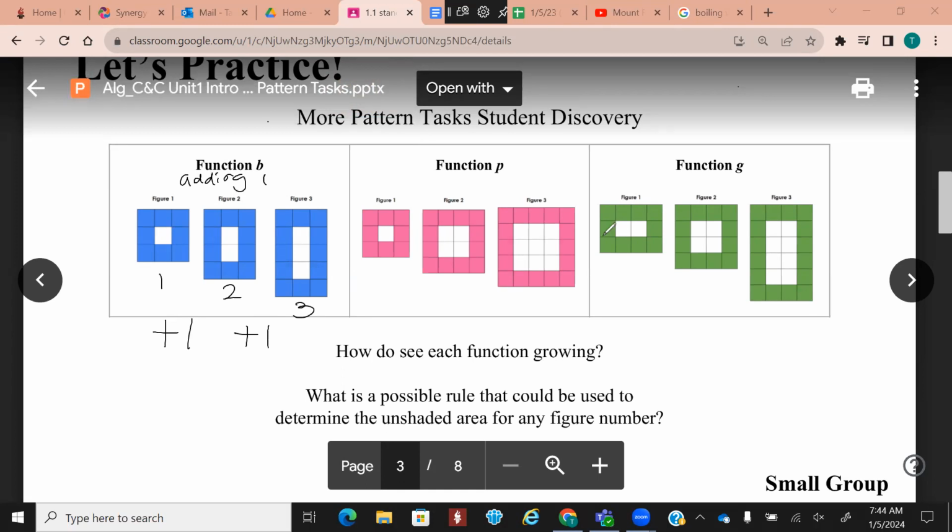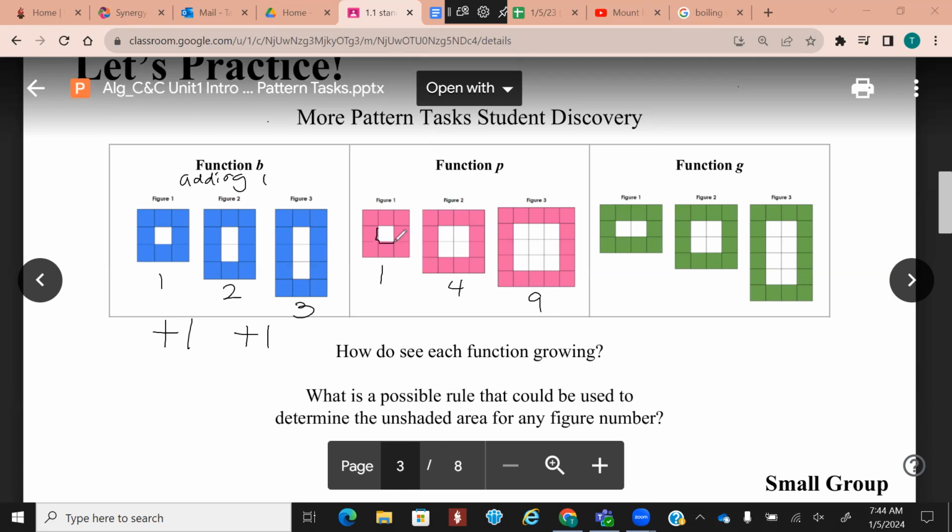All right, the next one's a little tricky to see. We've got how many in the first one? One. How many in the second one? How about in the third one? So what are we going up by? Are we adding three each time? No. Okay. What if we look at it this way?